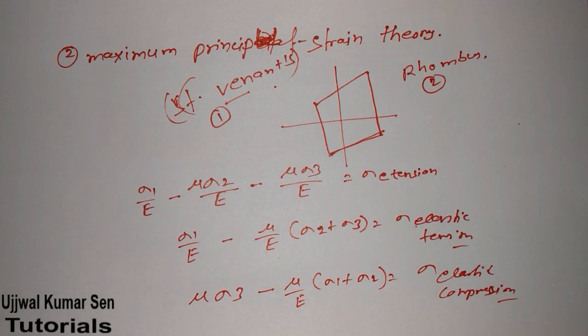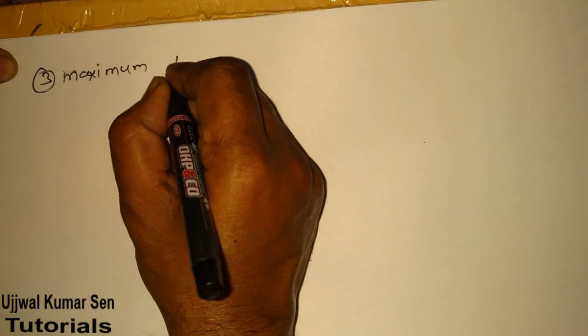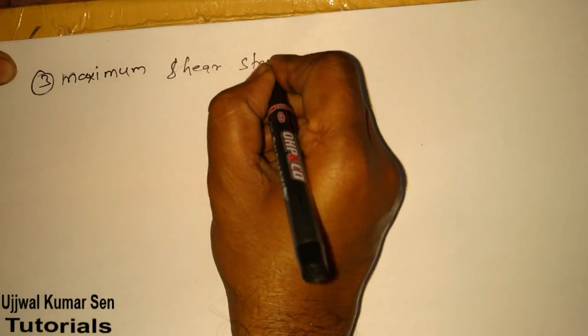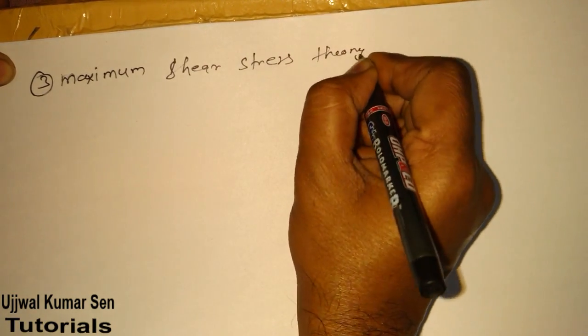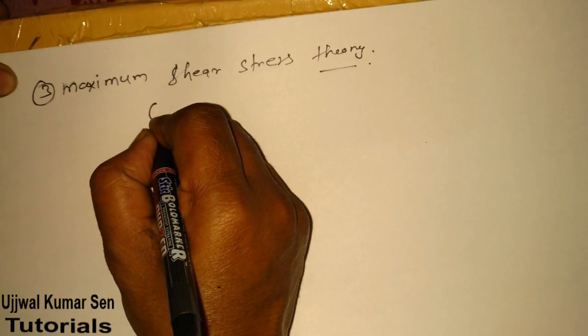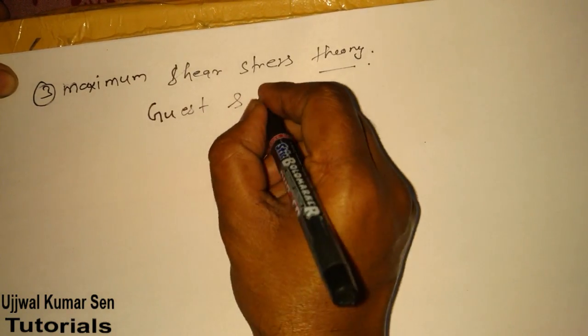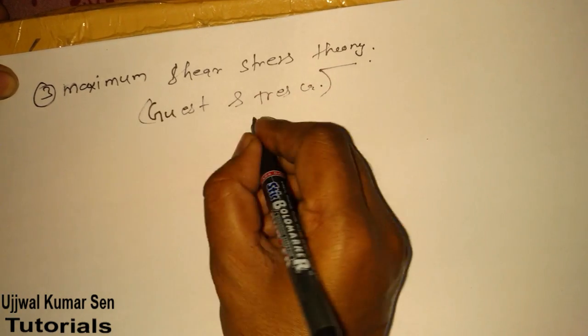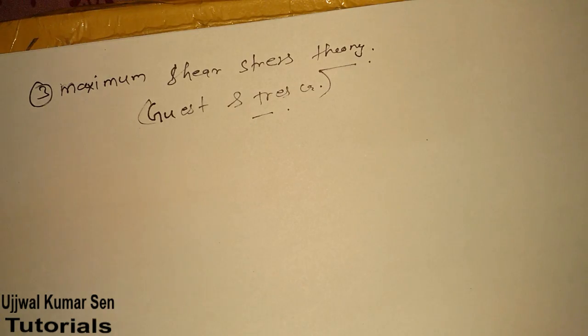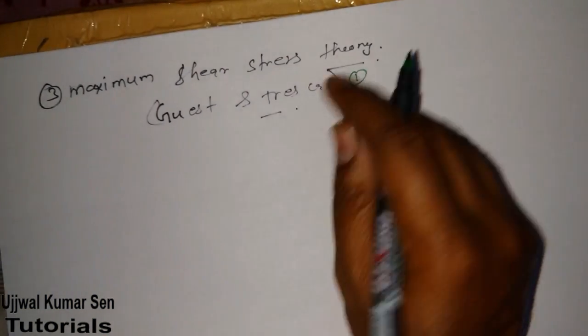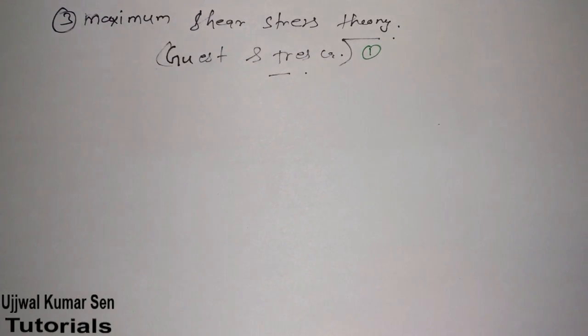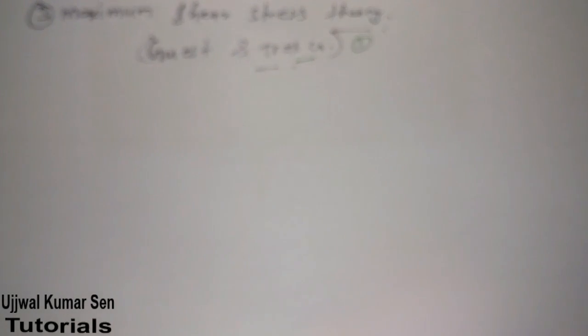Now let's go for the other theories of failure. This theory of failure is known as maximum shear stress theory. So this is the third one, maximum shear stress theory. This theory is also known as Guest and Tresca, right? In this theory, the first point you have to remember is that its other name is Guest and Tresca.